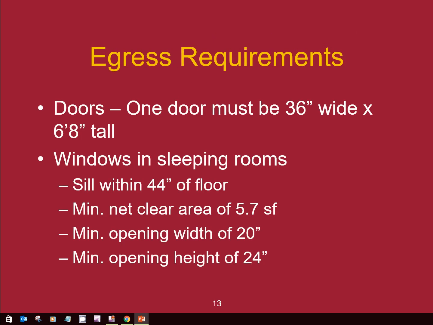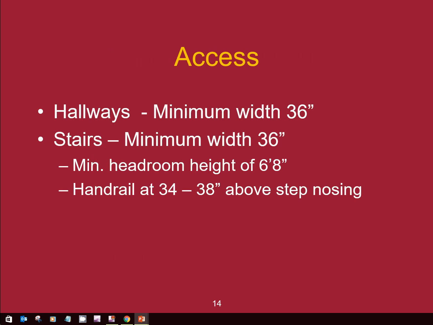Kind of a summary of some of the things that we will be concerned with in this class is doors, exit doors. At least one door in a house must be 36 inches wide. Okay, in a sleeping room, a bedroom, the window has to meet all of these requirements. Okay, and this is so that a person, either a firefighter, can climb in the window, or a person that's inside trapped can climb out the window. Hallways must be a minimum width, stairs a minimum width, minimum headroom for the stairway.